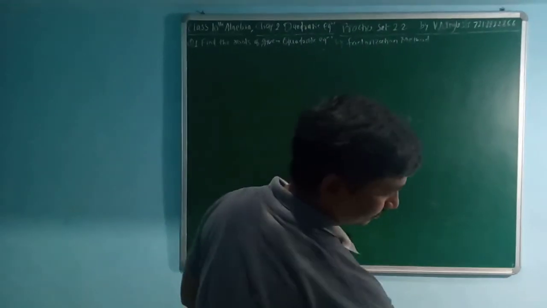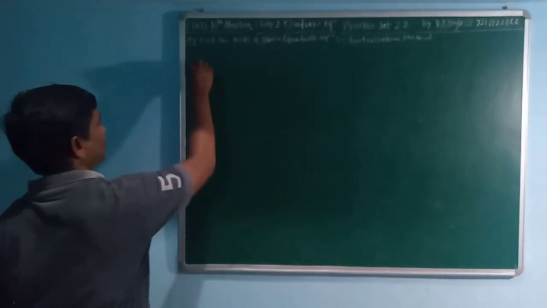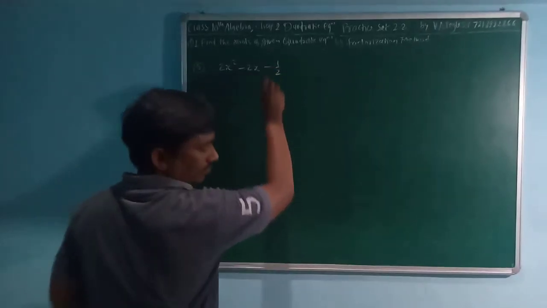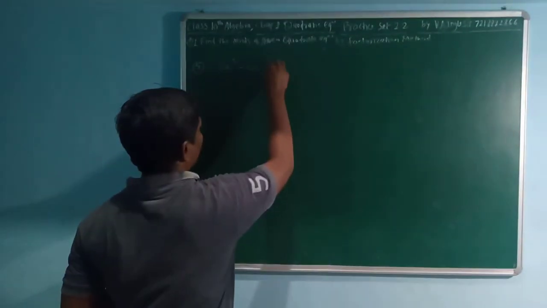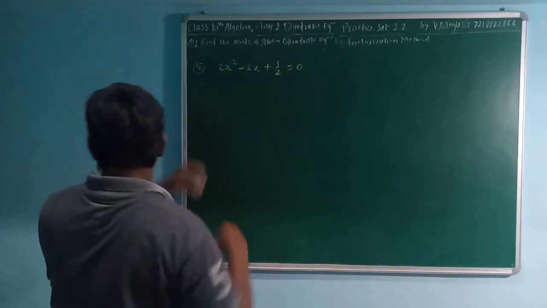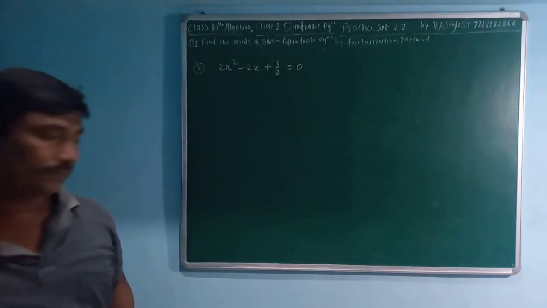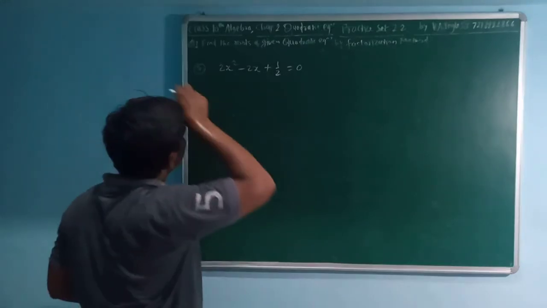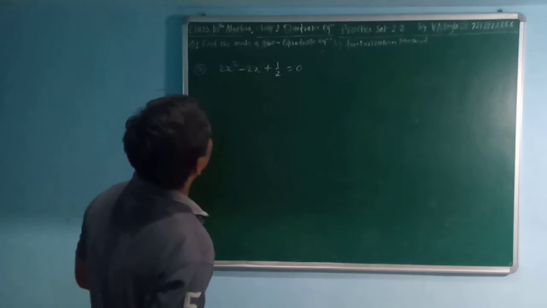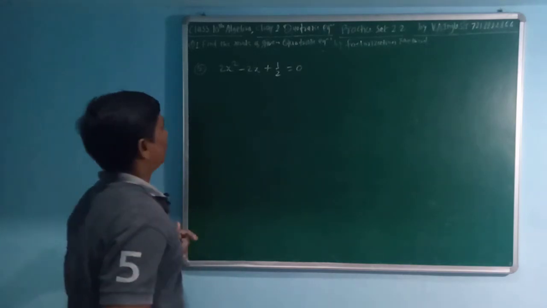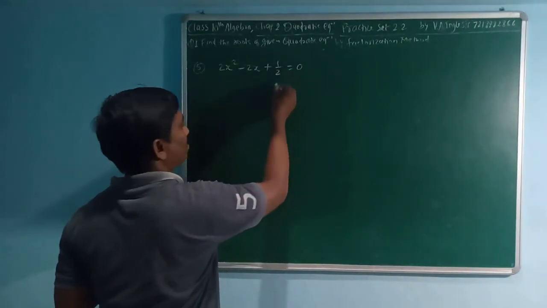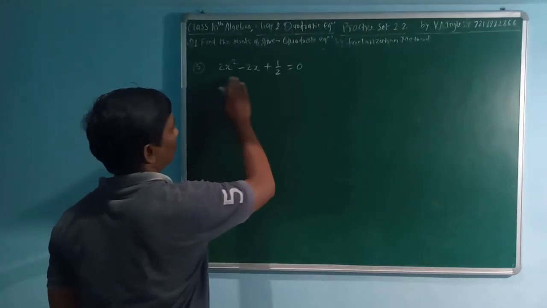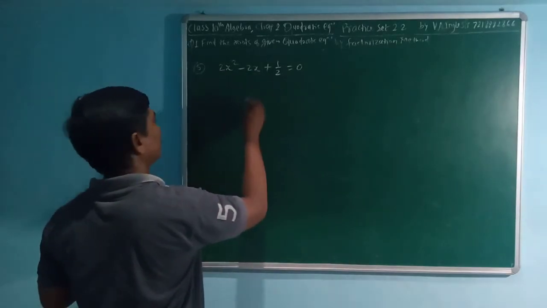Example number 5 is 2x square minus 2x plus 1 by 2 equals to 0. Okay. So now again, first you will have to see whether the given quadratic equation is in the simple form or not. So you can see here it is 1 by 2. So just multiply the whole equation on the left hand and right hand side by 2, so that this 2 will get cancelled and you will have simple form of quadratic equation.